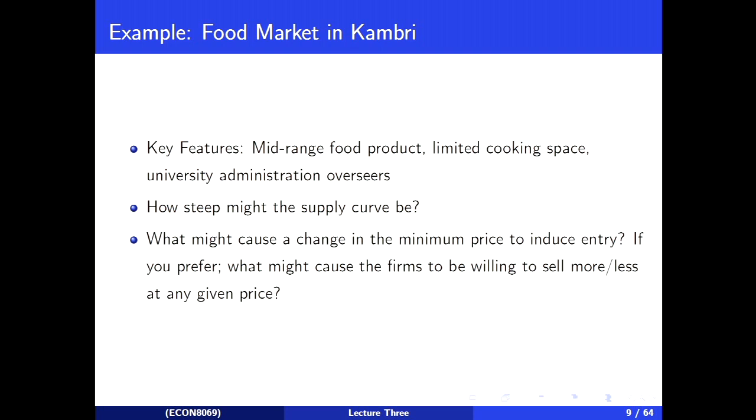And so we can ask our standard questions. We can ask how steep the supply curve is. We can ask what's going to cause a change in this minimum price to induce entry. So what's going to cause shifts of the supply curve or changes in the steepness of the supply curve? You guys might be able to help me out. What might cause changes in the supply curve, shifts of the supply curve? Focus on the second question here, shifts left and right of the supply curve, or up and down if you prefer.